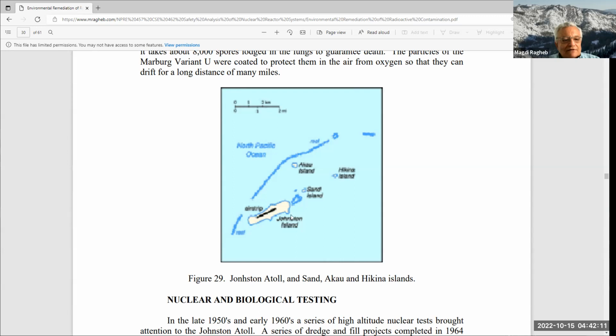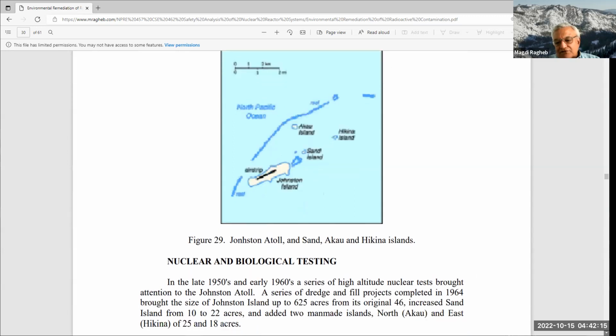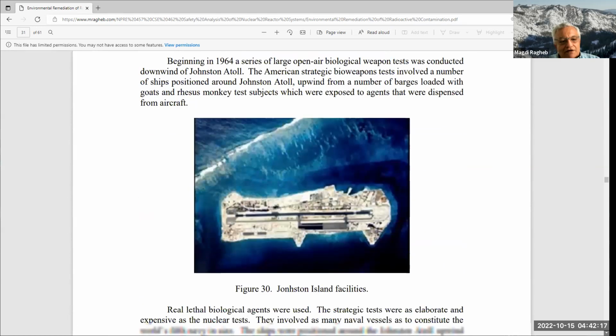This is the atoll, but Johnston Island is this island here. It's an island that had just one single airstrip. You see here the island with a single airstrip. And in that case, it's an island. It's not even an atoll. And the island was formed by scraping sand and basically building the island out of sand in the middle of the Pacific Ocean. And they tested there very dangerous devices, biological weapons in that case.